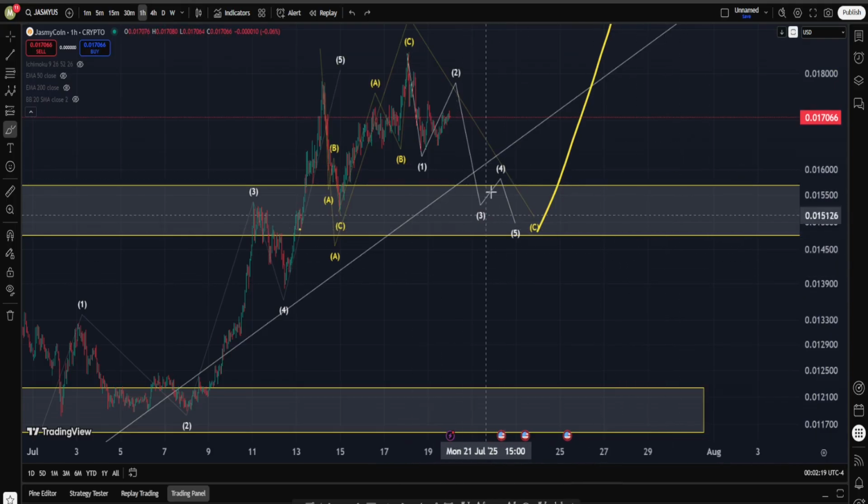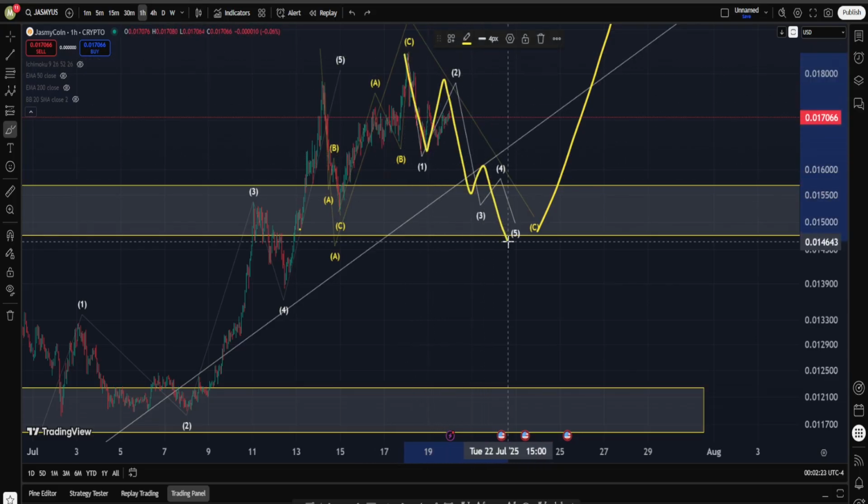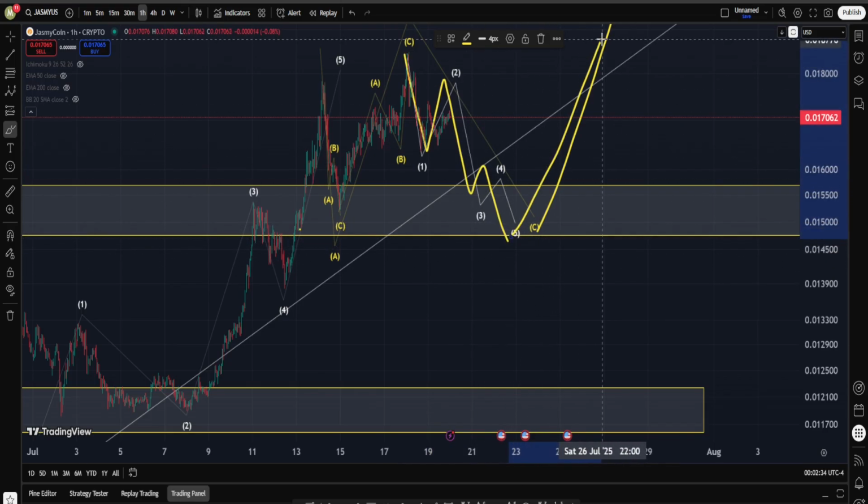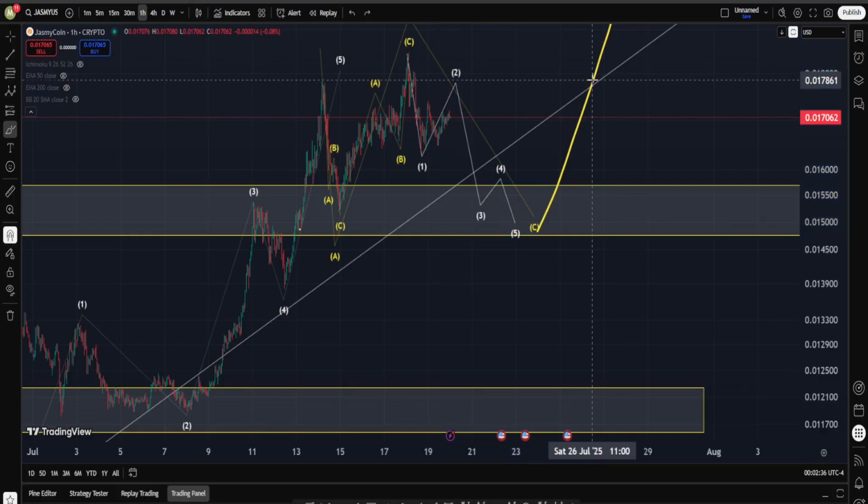So let's have a quick conclusion so far. In JasmyCoin, there is a chance that we may end up having a 1 2 3 4 5 wave down. Even if we get this, as long as we are staying above this level, I think we are still good to go for yet another major move on the upside.